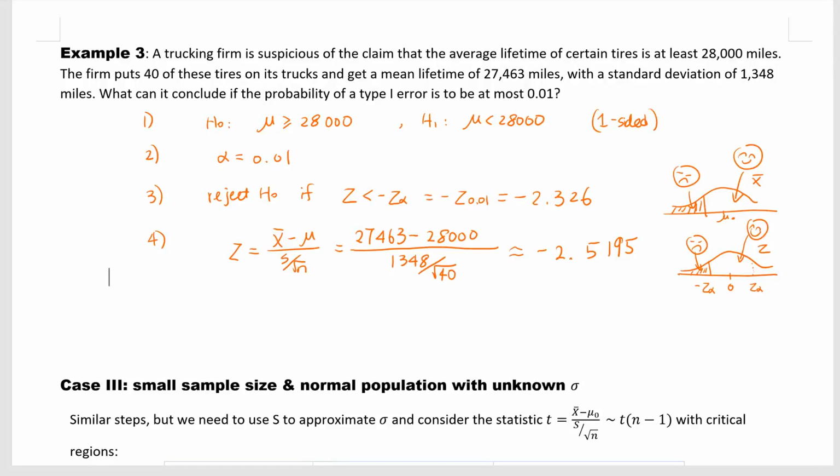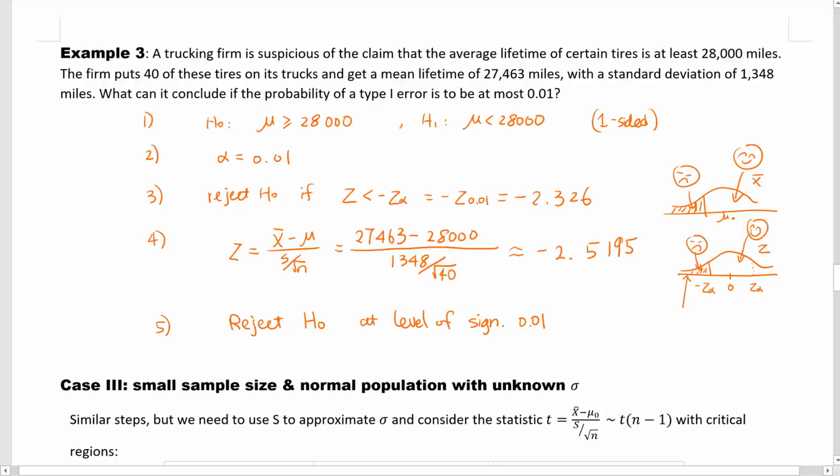Let's see. You can see this is less than negative 2.326. So we're right here, which means reject the claim. So far, so good? So we can say reject the claim at the level of significance 0.01. So that is example 3, the 5 steps.